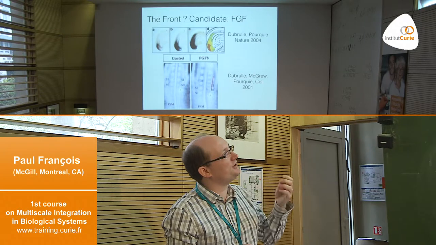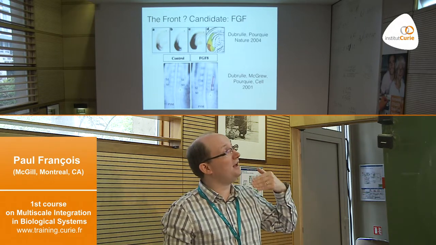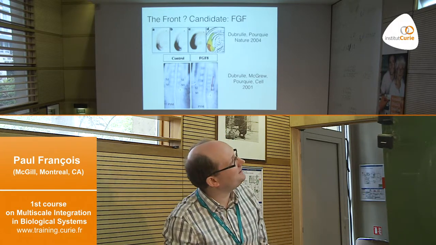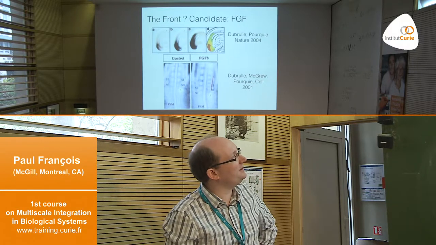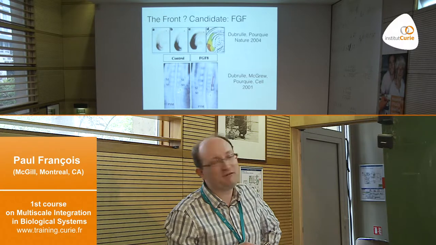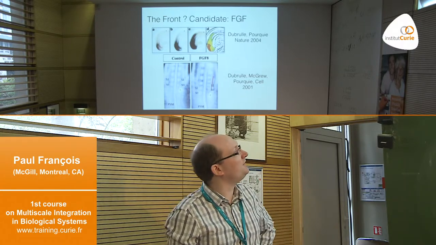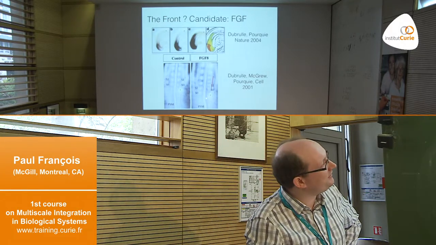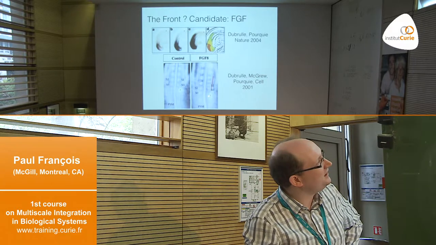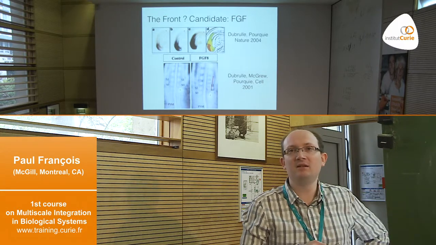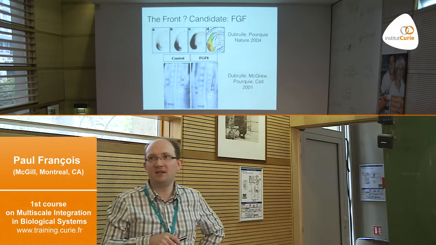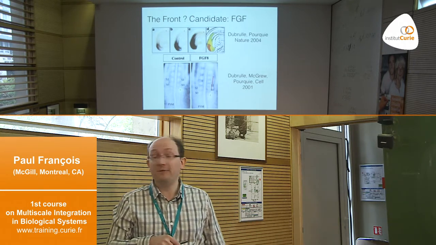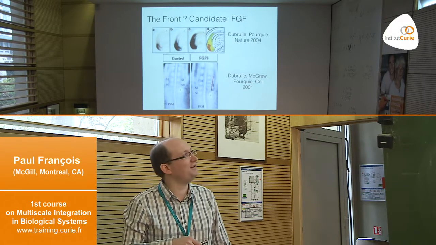But what they see, so it was observed, comes mostly from two lines of experiments that were done in 2004 and 2001 by the Pourquié group. So maybe let's start with the 2001 paper. It's a very clever paper. What they did, they put beads of FGF in a developing chick embryo. That's a control, and that's a bead with FGF. And then what you see is that on the side of the embryo where you have an FGF bead, you basically make several small somites. So that suggests that you modified the dynamics of propagation of the front. So that's why they think that FGF is a crucial protein for the front, defining where the front is.